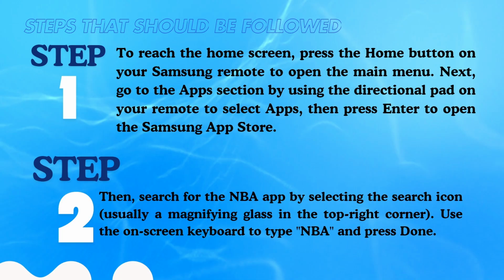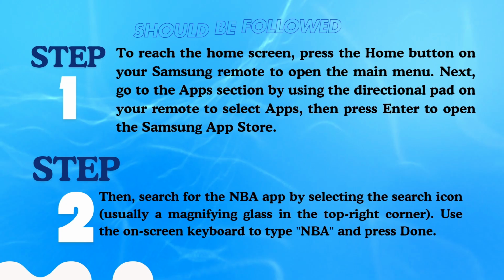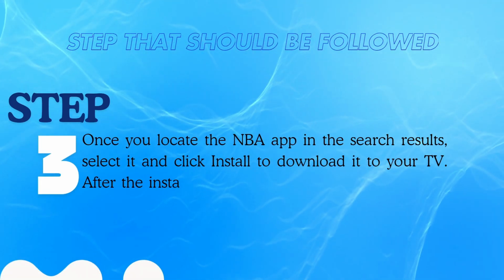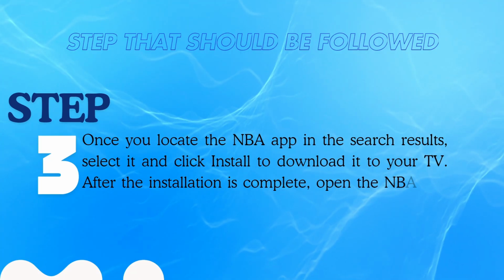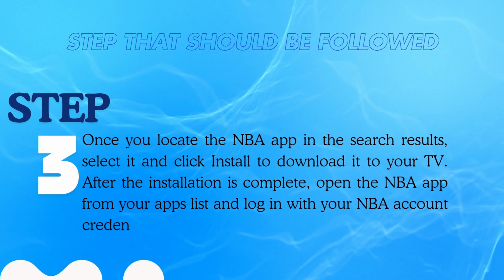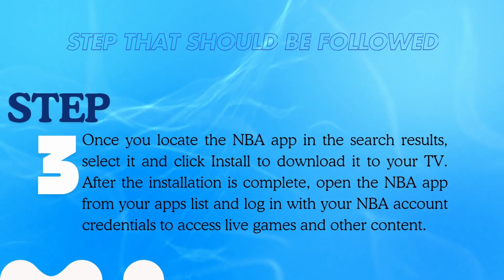Then search for the NBA app by selecting the search icon, usually a magnifying glass in the top right corner. Use the on-screen keyboard to type NBA and press done. Once you locate the NBA app in the search results, select it and click install to download it to your TV. After the installation is complete, open the NBA app from your apps list and log in with your NBA account credentials to access live games and other content.